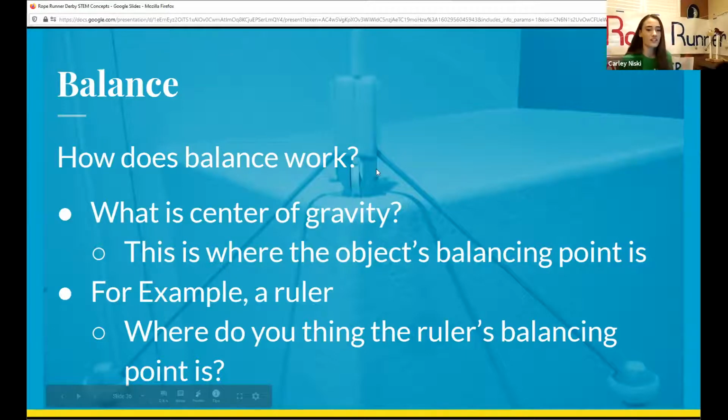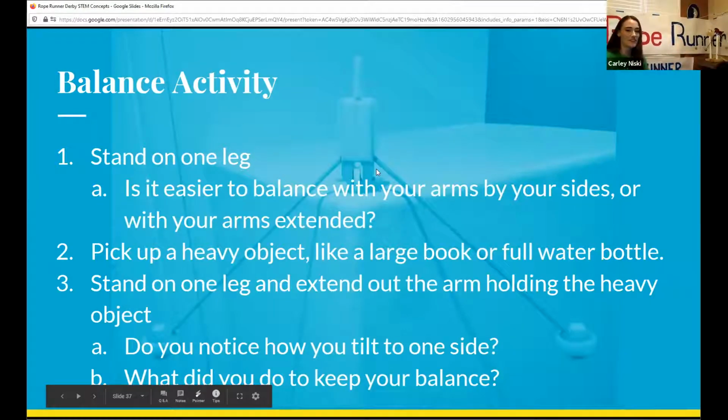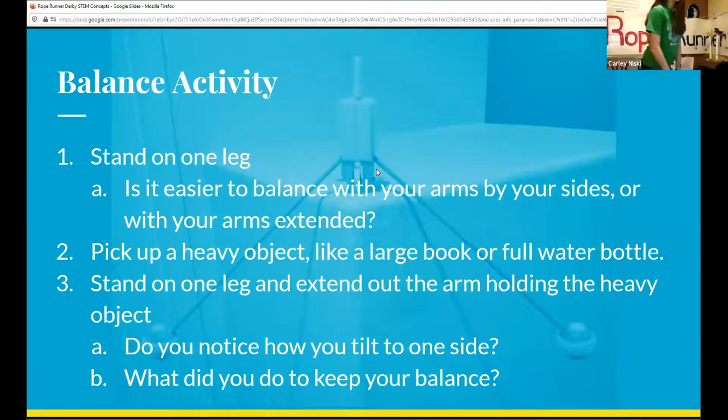Now, we're going to try this with ourselves. This time, instead of using a pencil, we'll use our bodies. So if everybody can stand up, we're all going to stand on one leg. Ready? There we go. Just lift up one leg.